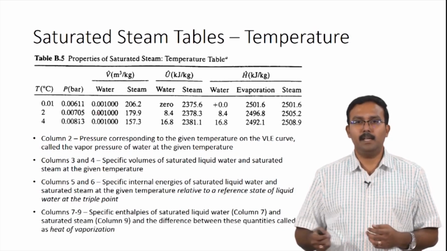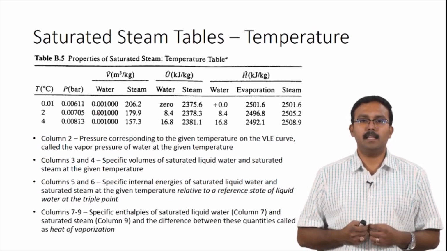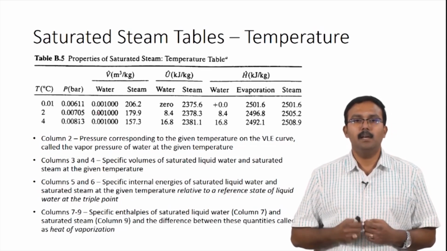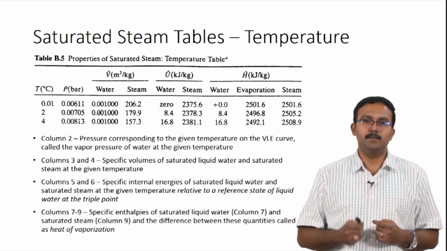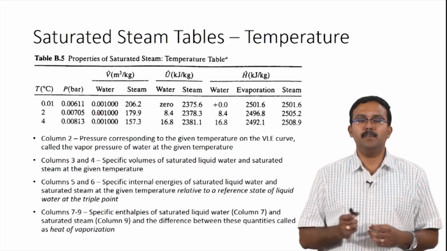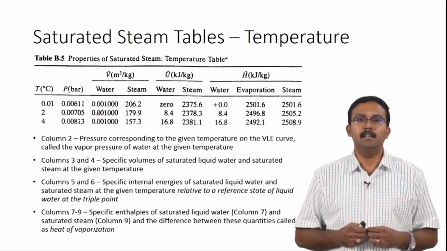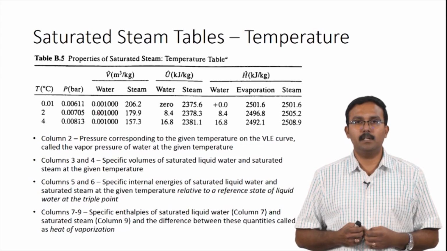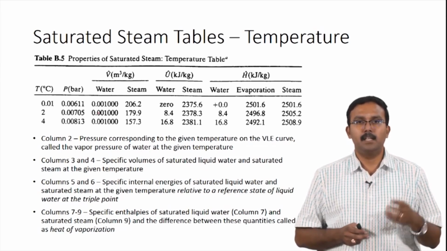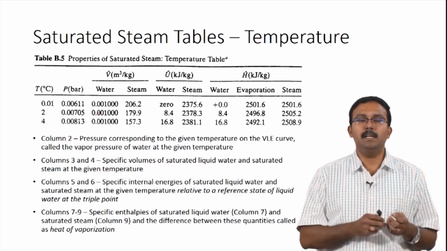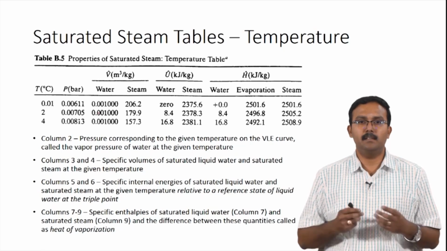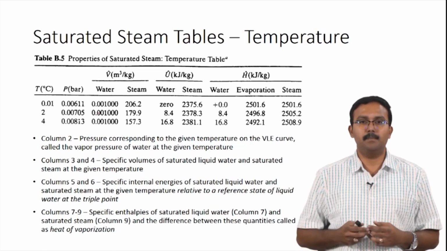Columns 7 through 9 represent the specific enthalpies. Column 7 is the specific enthalpy of saturated liquid water and column 9 is the specific enthalpy of saturated steam. Column 8 is actually the difference between the two, representing the heat of vaporization at that particular condition. Once this particular amount of heat is supplied, the liquid water will completely be converted to water vapor. So, that is what this heat of vaporization represents.